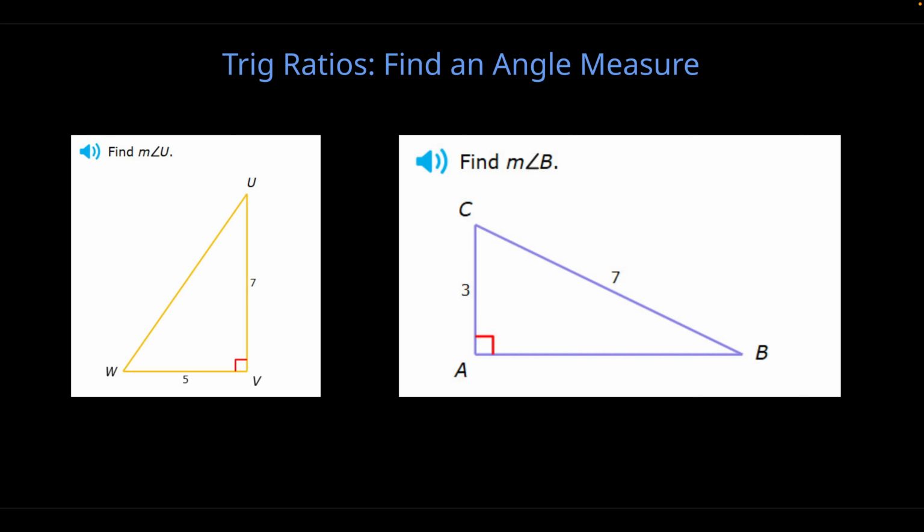Today we're going to be talking about how to use trig ratios to find a missing angle measure. So how to use sine, cosine, tangent to find a missing angle, similar to the problems you see up on the screen here.